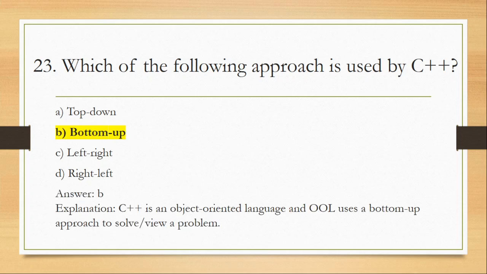Which of the following approaches is used by C++? It's the bottom-up approach. C++ is an object-oriented language, and an object-oriented language uses the bottom-up approach to solve or view a problem. So C++ uses the bottom-up approach for solving the problem.